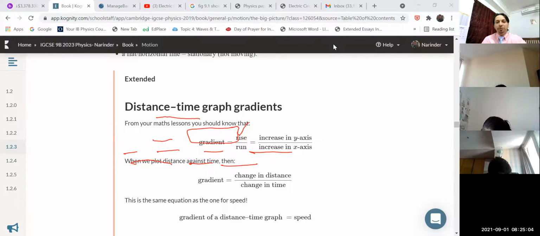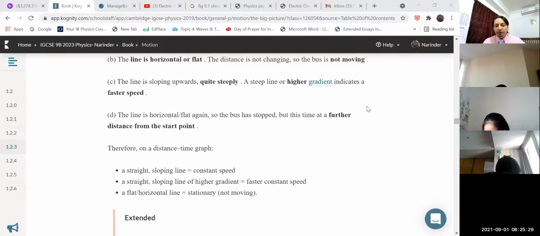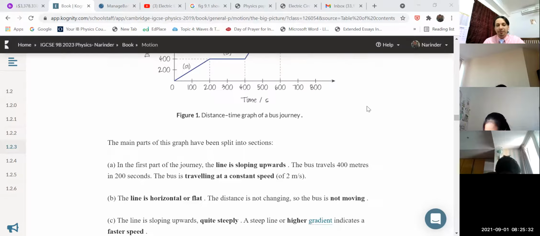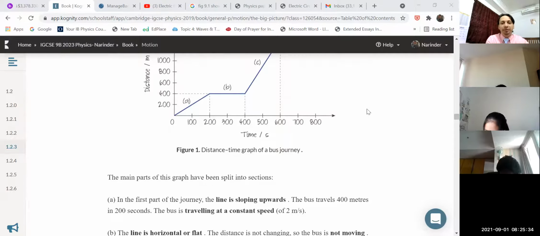Now, children, I want to move to the next topic, and this is the distance time graph, but gradients. From the distance time graph, if you are able to calculate the gradient, then what kind of information will you get from the gradient, children? Do you know how to calculate the gradient, children? It's a mathematical term. I hope that in mathematics you have learned about the gradient.